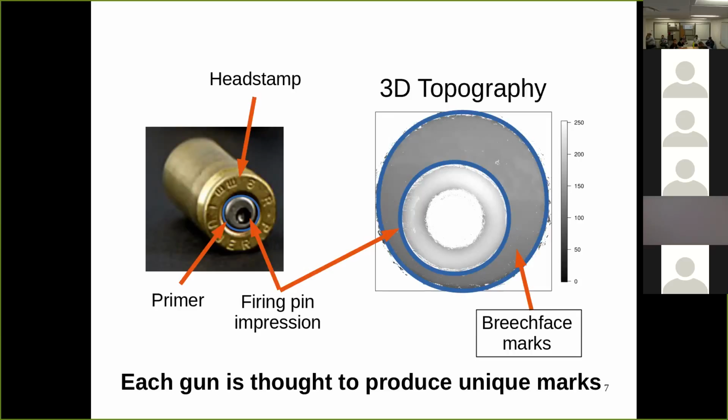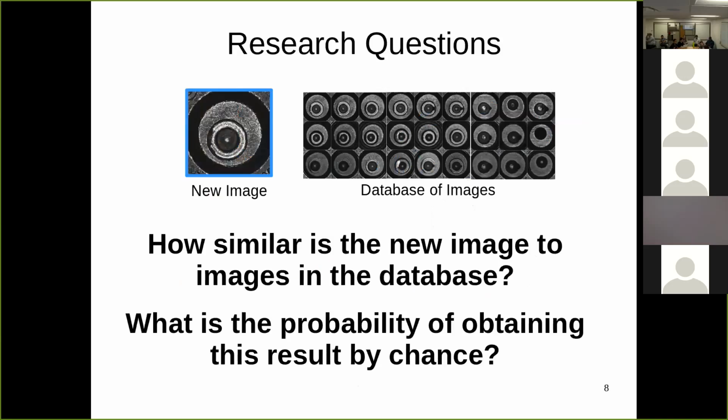Another situation where this might be useful is if we have a suspect and the suspect's gun. We can do test fires from the suspect's gun to try and figure out if a retrieved cartridge case could have come from that gun. In such situations, finding similar marks might implicate the suspect. What we're trying to do in this work is do this matching process automatically. Given a new image and some database of images, there are two questions we try to answer. The first is, how similar is the new image to images in the database?